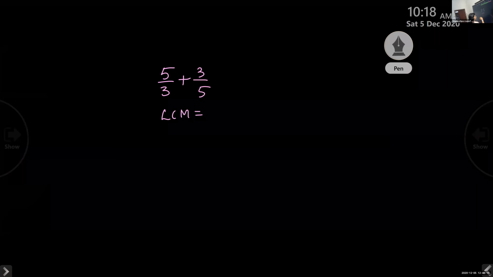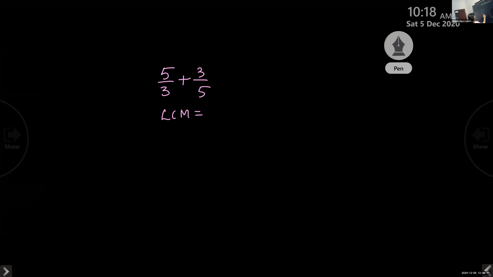Our question was 5 by 3 plus 3 by 5. LCM you have to take here because the denominators are different. 3 and 5, LCM is 3 into 5, 15. So you'll get 15 as LCM. Bring both the denominators to 15.